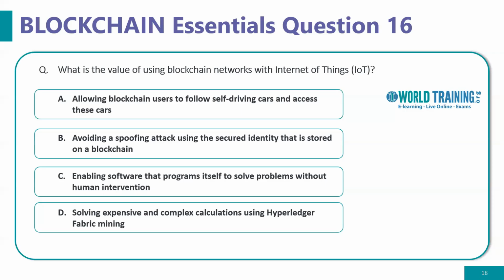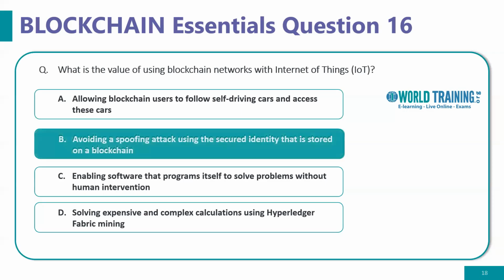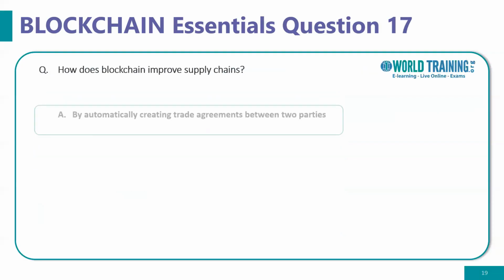So we have to see how blockchain and IoT can work together. The right answer is option B. By using blockchain and IoT, it can help you avoid any kind of spoofing attack using the secure identity, which can be stored on the blockchain network or platform. So option B is the right answer for this.